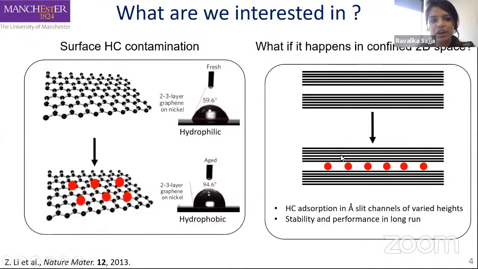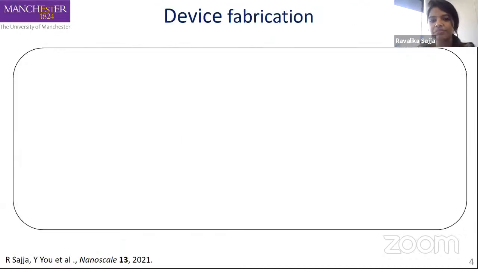So in this study, we tried to understand the contamination in a confined area by fabricating angstrom-slit channels of various heights and deliberately introducing surface contaminants. And this study is majorly important to understand the stability and performance of the devices in the long run.